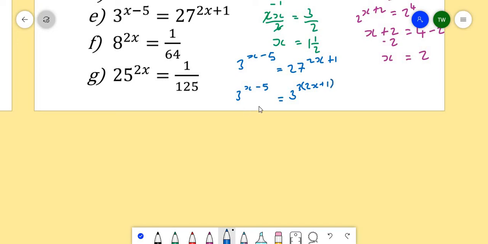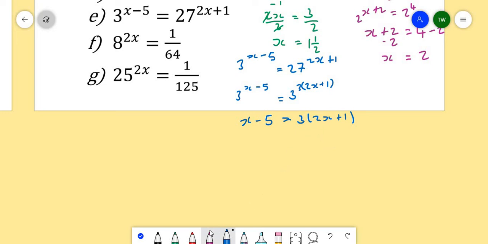At this stage, note that the bases are the same. So we just simply equate the powers. So what we will have here, on the left, we would have x minus 5 is equal to 3, open bracket, 2x plus 1, close bracket. At this stage, we're going to solve for x. But before we can solve for x, we need to remove the bracket.